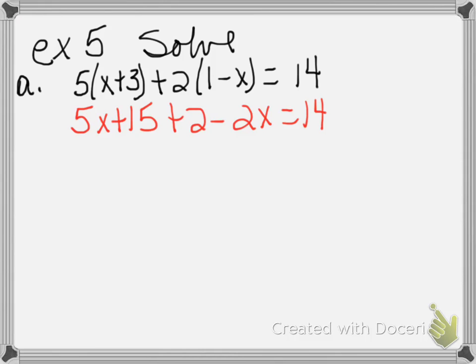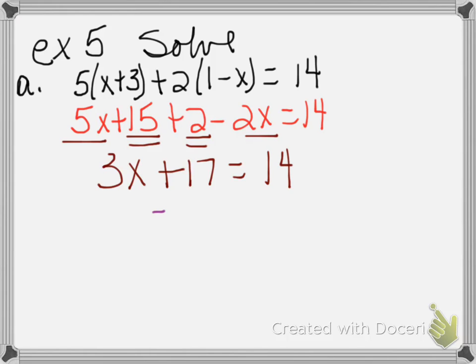Now before we start moving from one side of the equal sign to the other, we're going to combine like terms. Always remember that you have to combine like terms on each side of the equal sign. I call that my cleanup phase. So I am going to combine the 5x and the 2x, or excuse me, the negative 2x, and get 3x. Then I'm going to combine the 15 and the 2 and get 17.